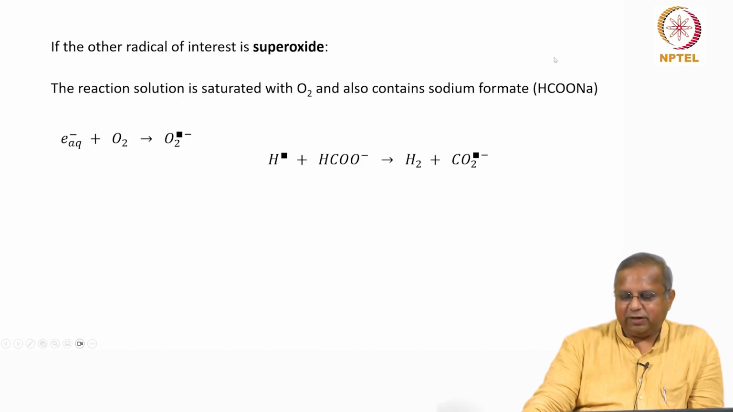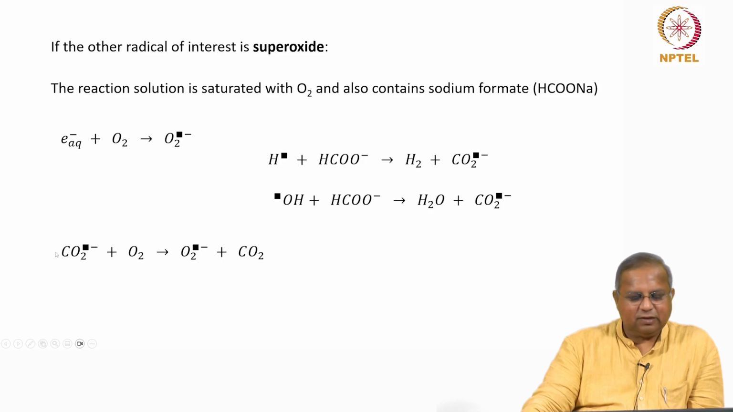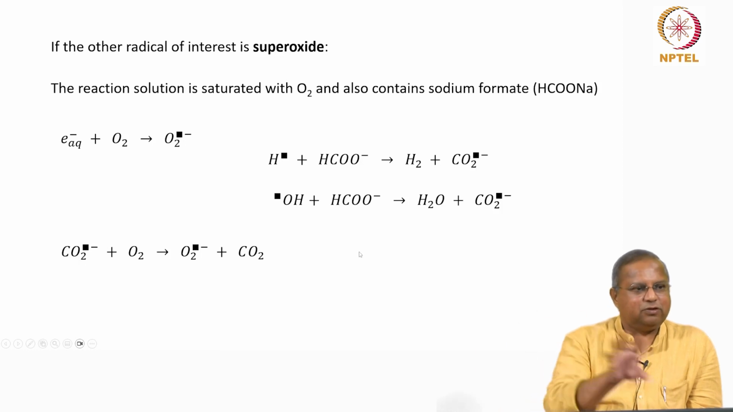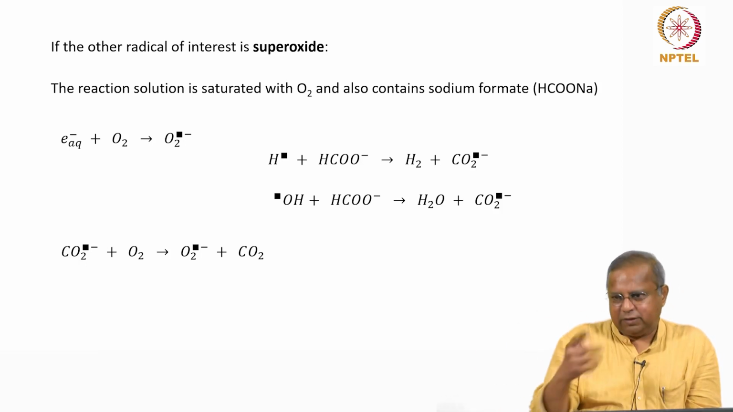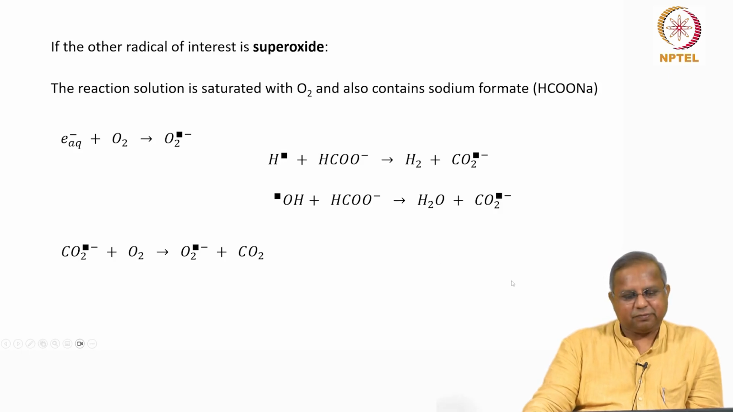Also this formate, right, can react with the hydrogen radicals to give you the CO2 dot minus, and this OH dot interacts with this to give you CO2 dot minus, and the CO2 dot minus can interact with oxygen to give you the superoxide radical. So, you have completely converted everything into the superoxide radical, which is quite nice. So, here ultimately you have only the superoxide and the A radicals, and you can follow them.